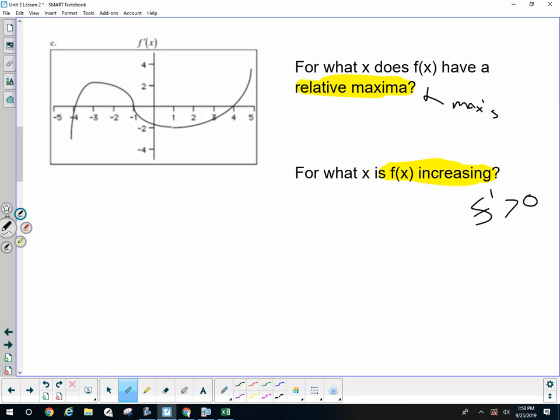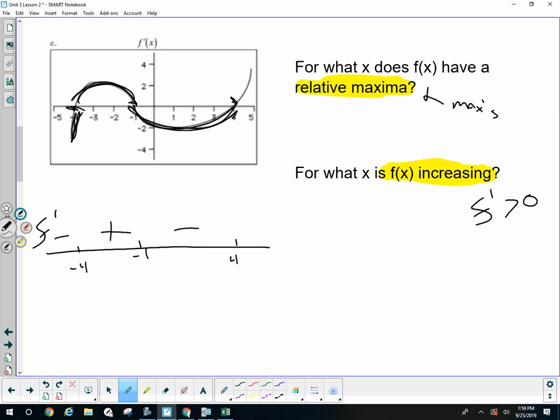So when I do my sign analysis, focusing on my critical points where we have possible sign changes, I see F prime goes from negatives to positives to negatives to positives. That means F is going down, then up, then down, then up. Where do we have maxes? Just here at x equals -1.